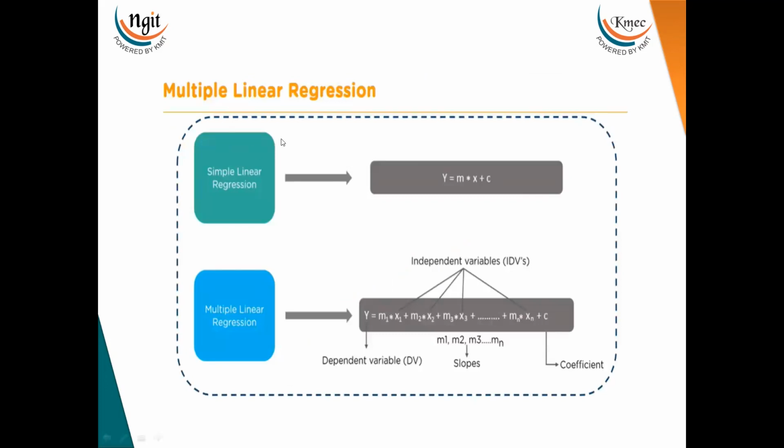In the same way, we have multiple linear regression. In the case of simple linear regression, we have a simple equation which is y equal to mx plus c. In the case of multiple linear regression, we have the same equation, but we'll have multiple independent variables as well as multiple slopes. So you can see here y equal to m1 x1 plus m2 x2 plus m3 x3 and so on. And finally, we'll have the coefficient c. So this is all about multiple linear regression.